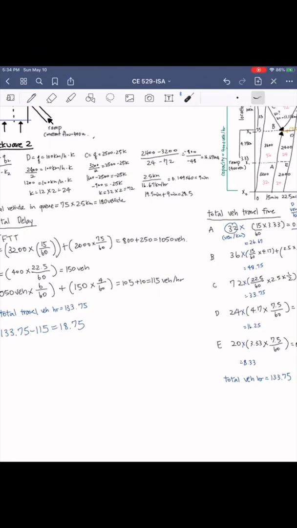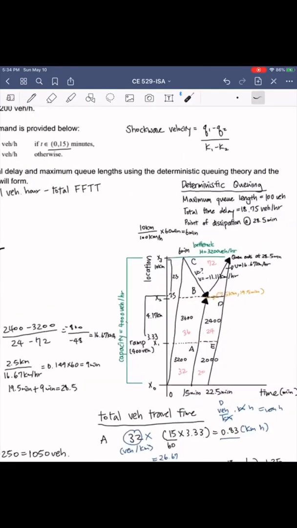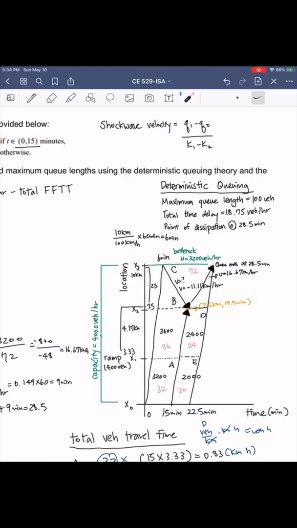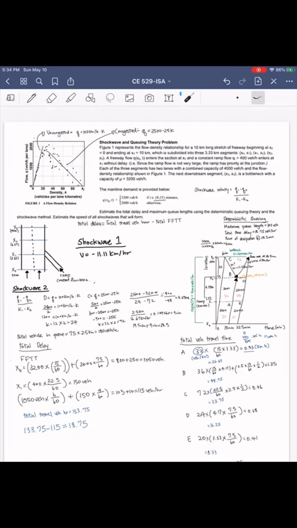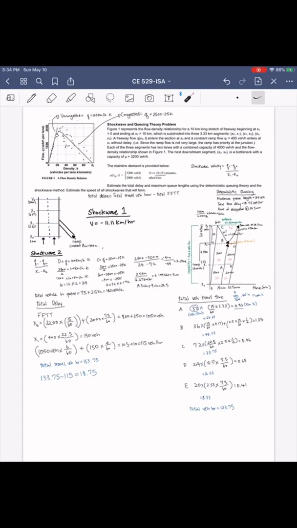And if you calculate that with the deterministic queuing, let's go back here, it actually yields the same result. And this is how to use the Shockwave and queuing theory.